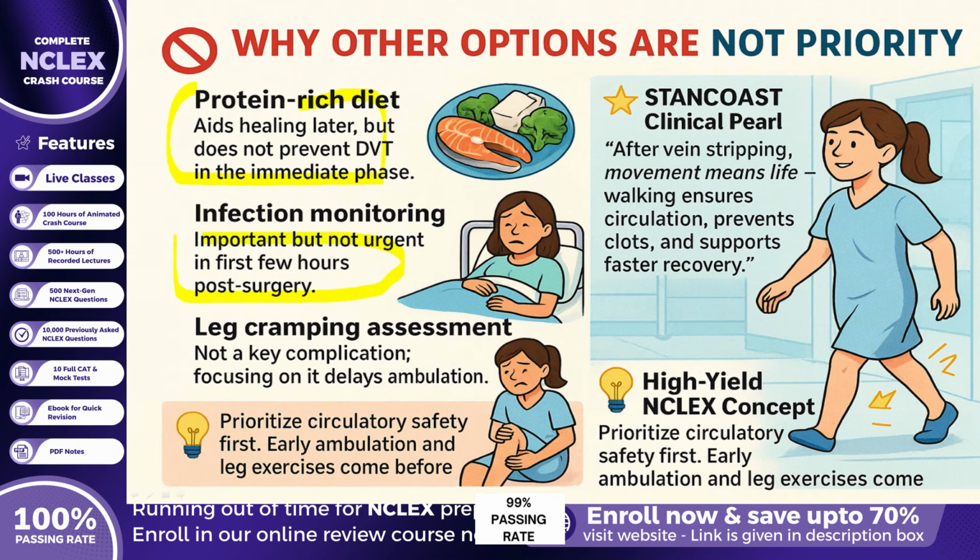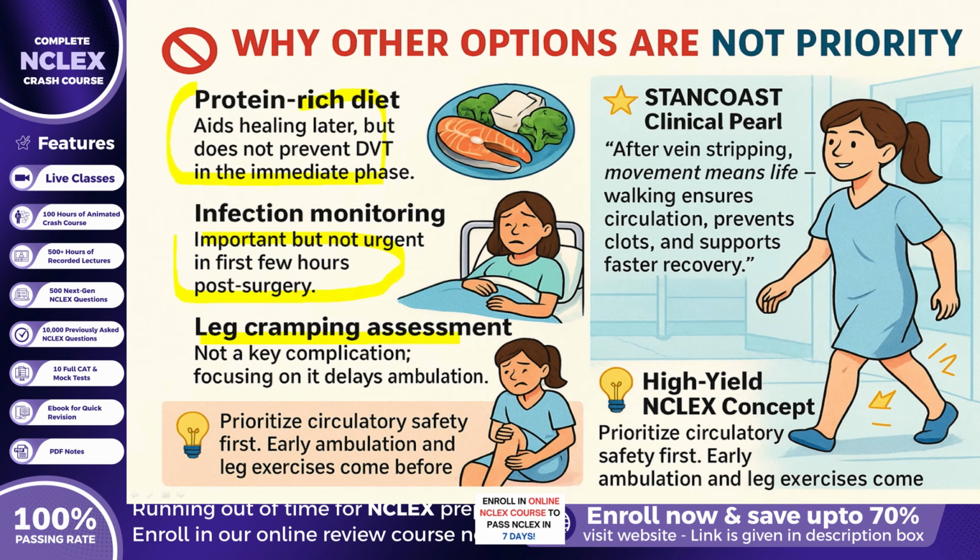However, infection risk typically arises a few days after surgery, once bacterial colonization can occur. In the early hours after the procedure, circulation and clot prevention are the primary concerns, not infection surveillance. Finally, option D, assessing for frequent leg cramping, is of lesser importance. Mild soreness or tightness can occur, but persistent cramping rarely indicates a serious postoperative problem. Focusing on this would divert attention from the more critical intervention, promoting mobility and maintaining venous return.